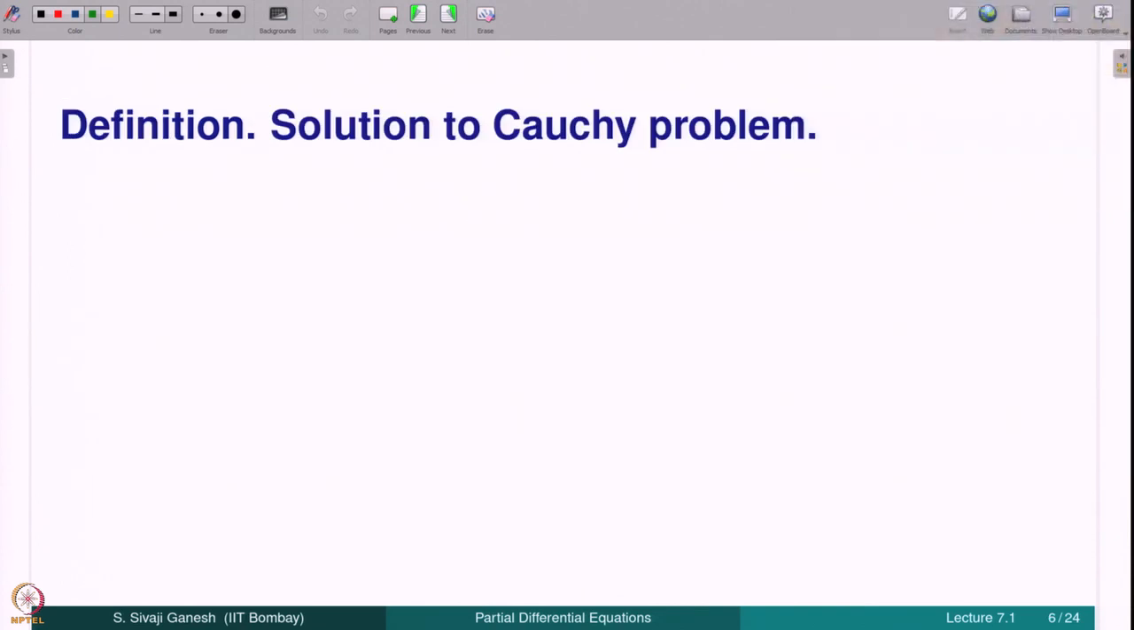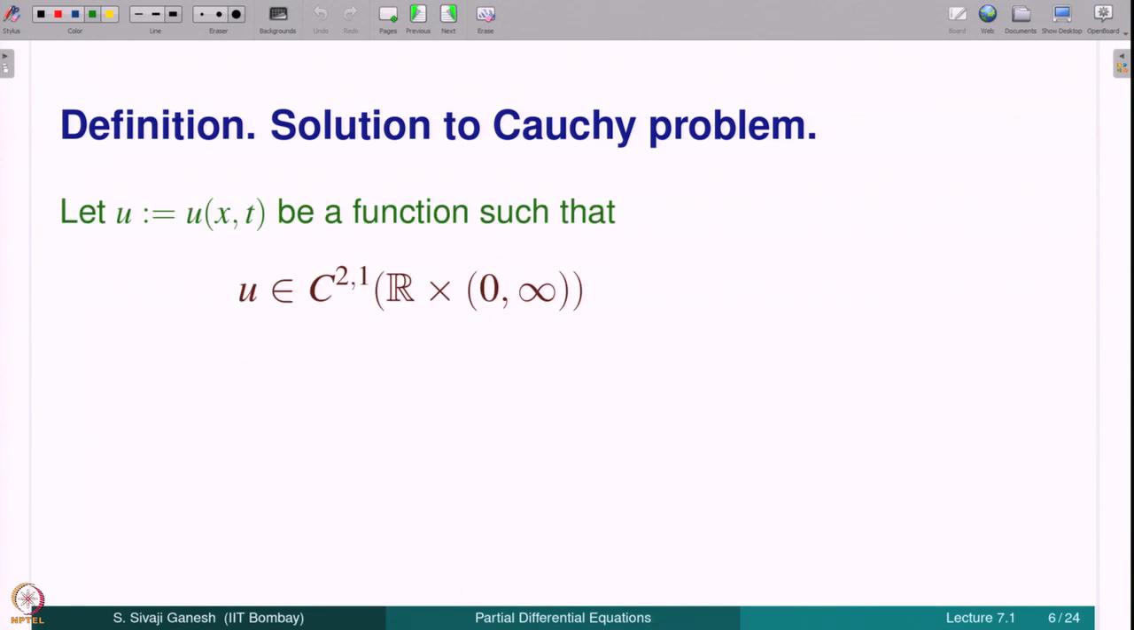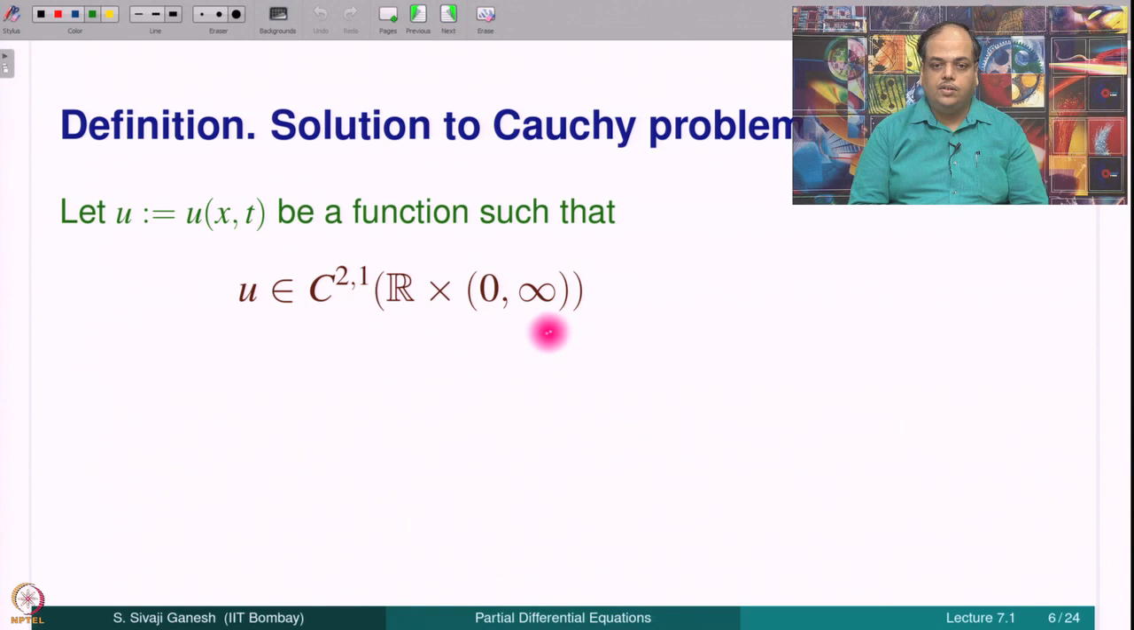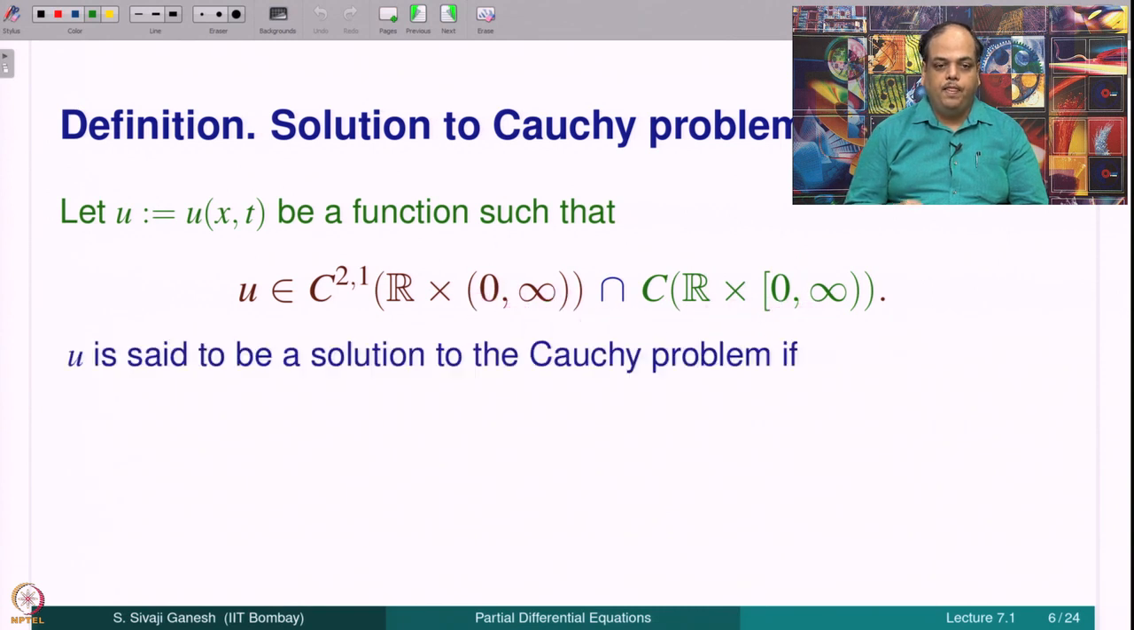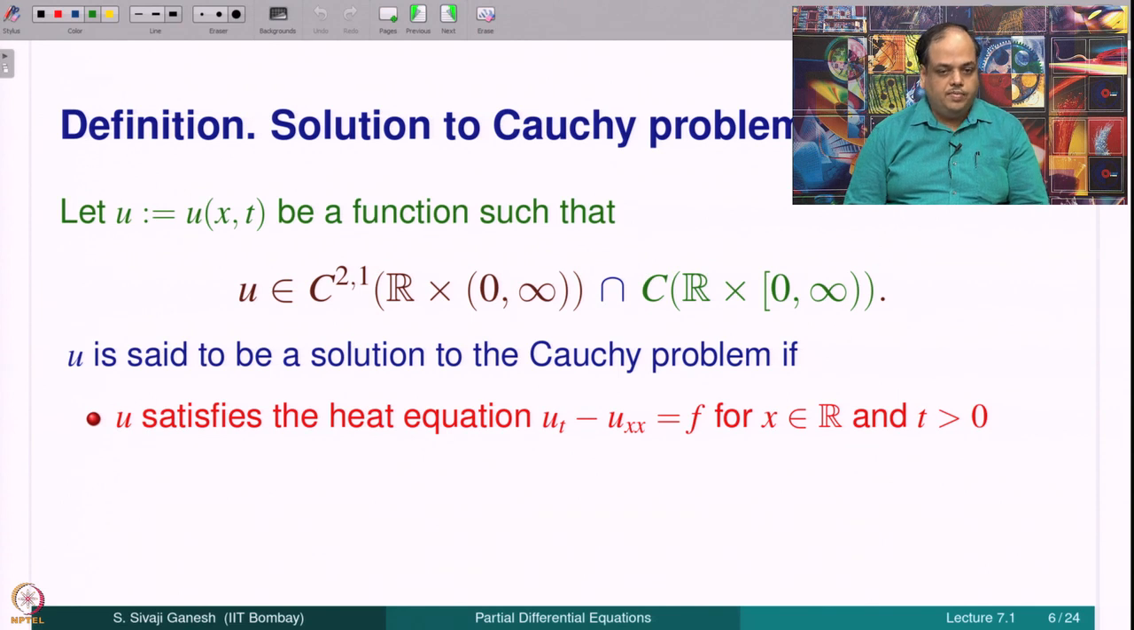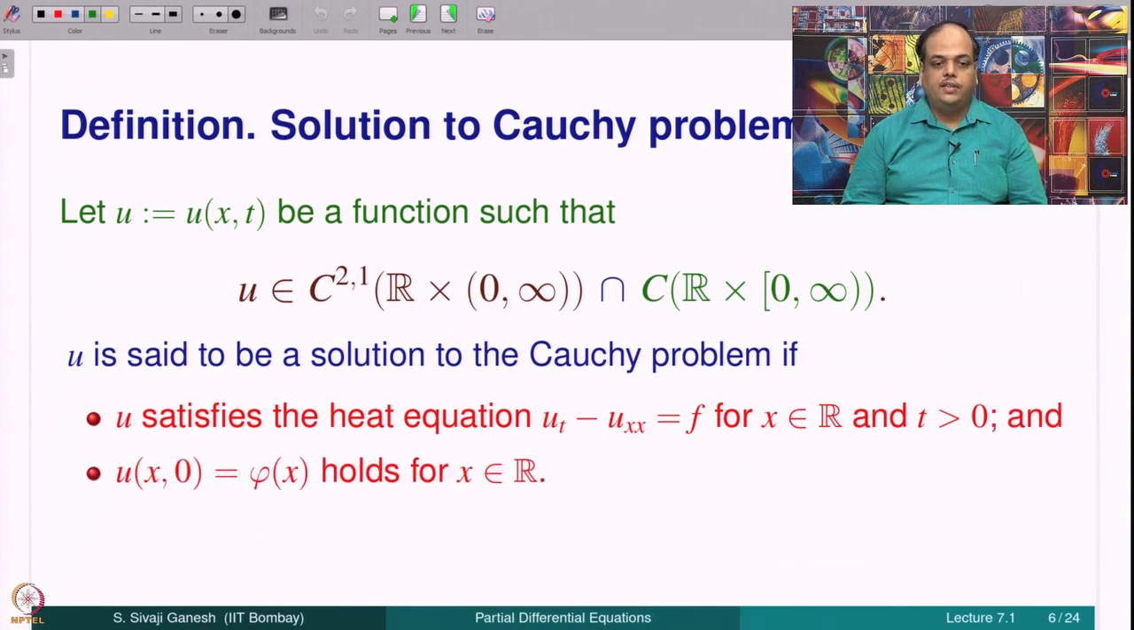Let us define what is the meaning of solution to the Cauchy problem. Let u be a function such that u is C^{2,1} of R cross (0, infinity), and that is intersection C of R cross [0, infinity). Observe here it is open (0, infinity), this is closed [0, infinity). u is said to be a solution to the Cauchy problem if u satisfies the heat equation u_t minus u_xx equal to f of (x, t) for x in R and t positive, and u of (x, 0) is phi of x, that also holds for every x in R.